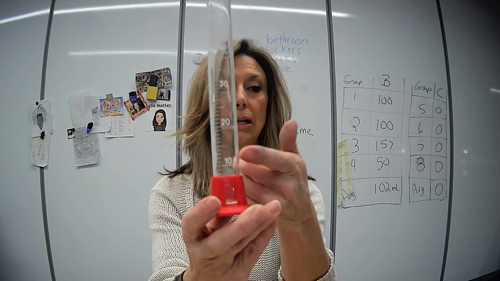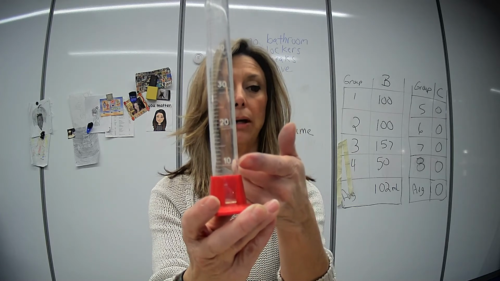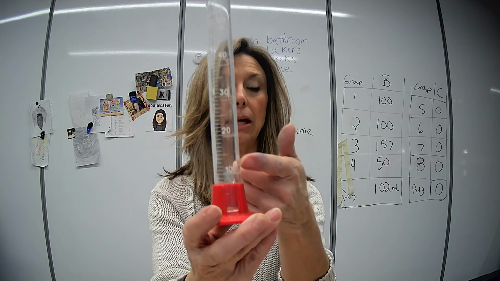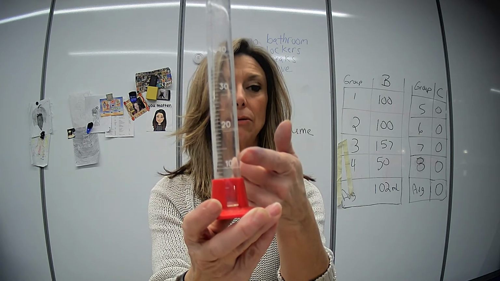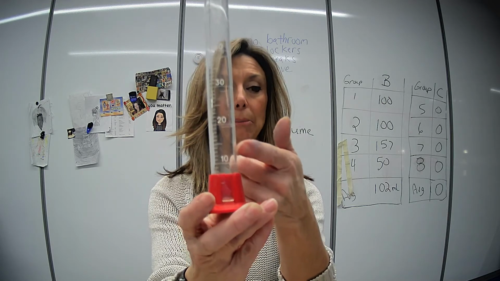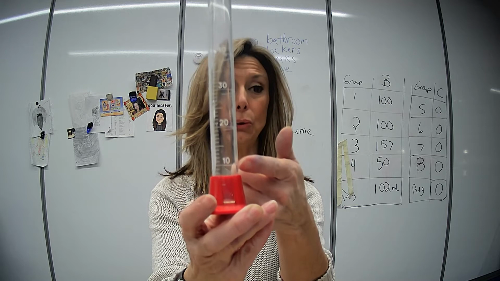So you take the old amount of water, when you add the object, the water rises, and then the new amount is going to be higher than the old amount, so you subtract. So 12 minus 10 is 2.